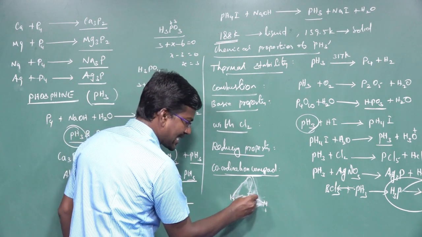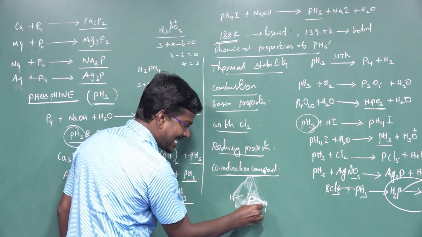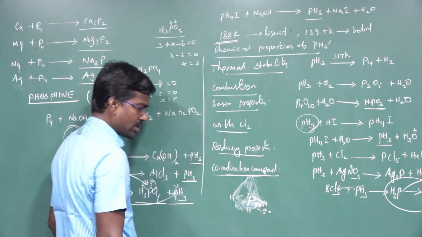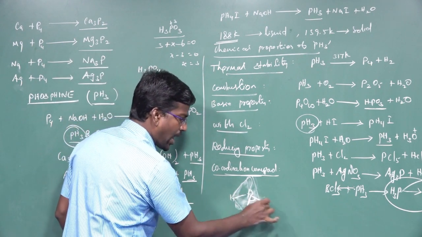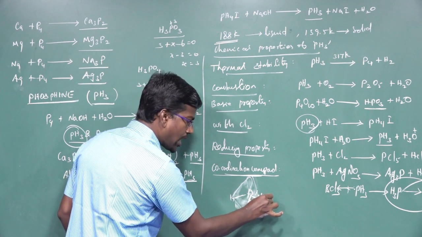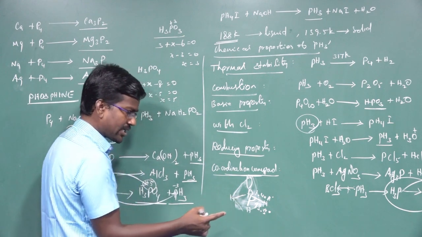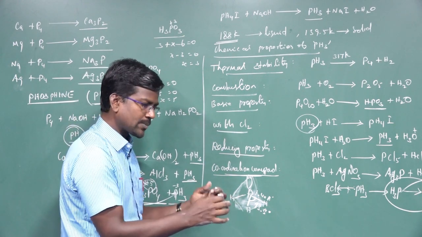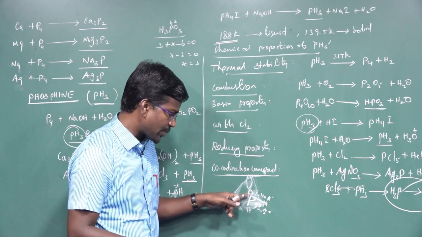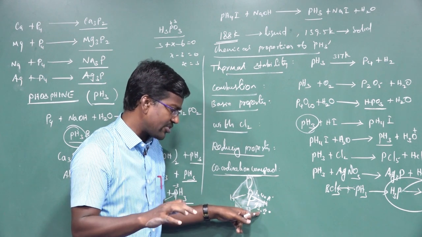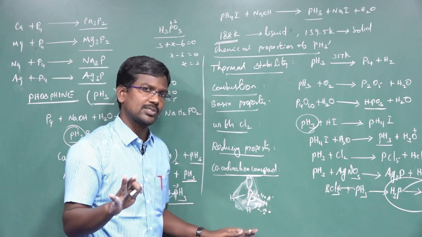Phosphorus with hydrogen, hydrogen and hydrogen. The bond angle is 93.5 degrees. The phosphorus-hydrogen bond length is 1.42 angstrom. So, the lone pair of electrons occupies the tetrahedral position, and the three unpaired electrons are utilized in the formation of three covalent bonds. Phosphine becomes a pyramidal shape. The hydrogen-phosphorus-hydrogen bond angle is 93.5 degrees and the phosphorus-hydrogen bond length is 1.42 angstrom.